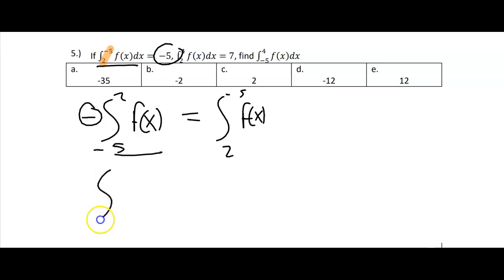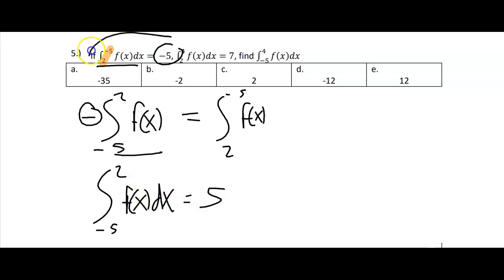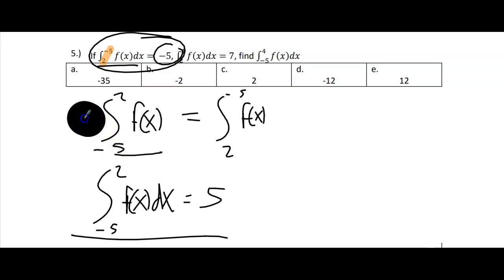So let's go ahead and write that. So now we know that this one flipped over is going to be a positive 5. So if this one equals negative 5, then this one has to equal positive 5 because they're opposites, right? We flipped the integral there. All right. Now that being said, the rest of it will kind of fall into place.